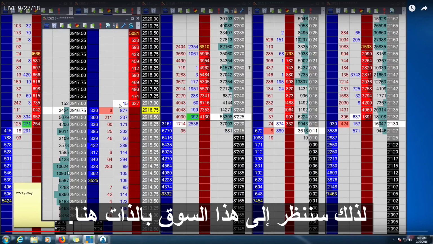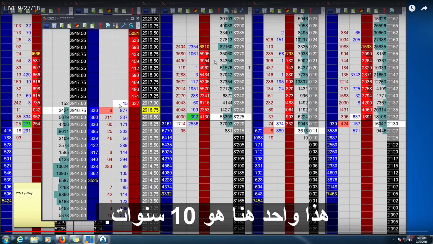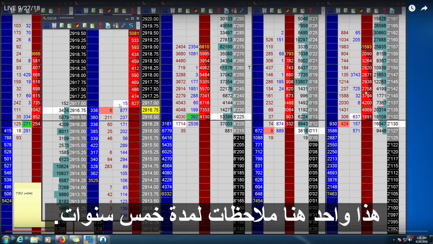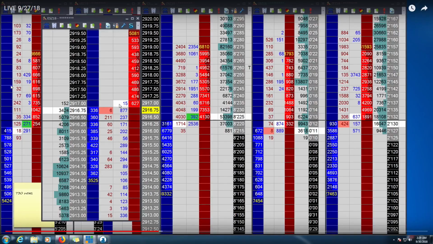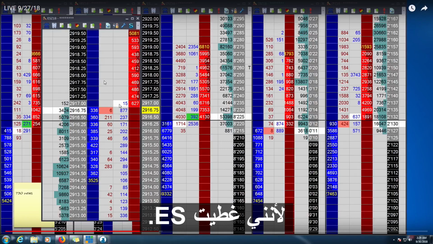So we're going to be looking at this particular market right here. This is the ES. This one over here is the 10-year Treasury note. This one over here is the 30-year bonds. This one over here is the 5-year notes. This one over here is the 10-year, and part of it is cut off because I overlaid the ES.